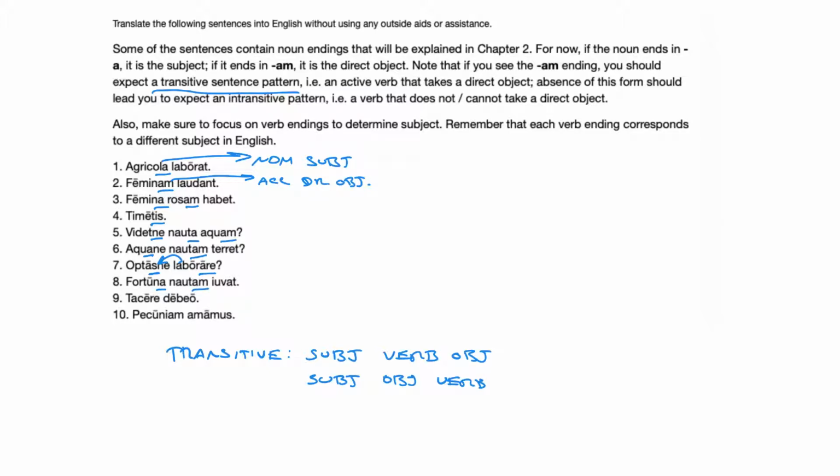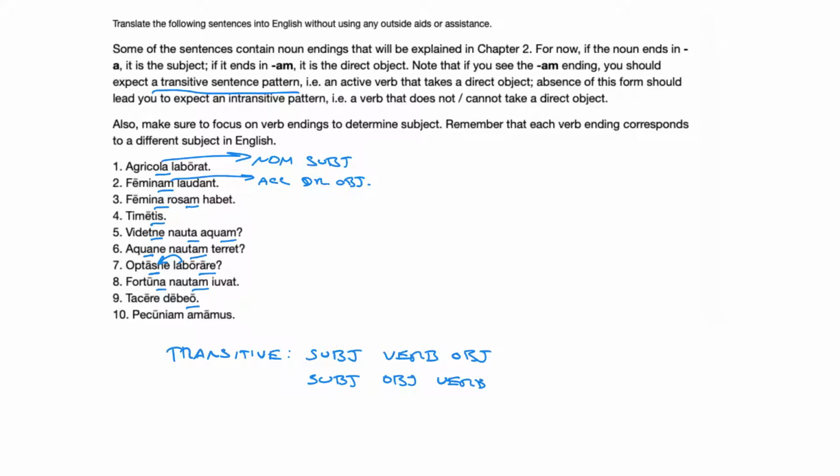All right. Number 9, similar to number 7, a verb that takes an infinitive. Debeo is a verb that takes an infinitive. And then tacere is that infinitive. And again, watch out for that ending on debeo so that you know who the subject of that verb is. And then the infinitive tacere will depend on debeo.